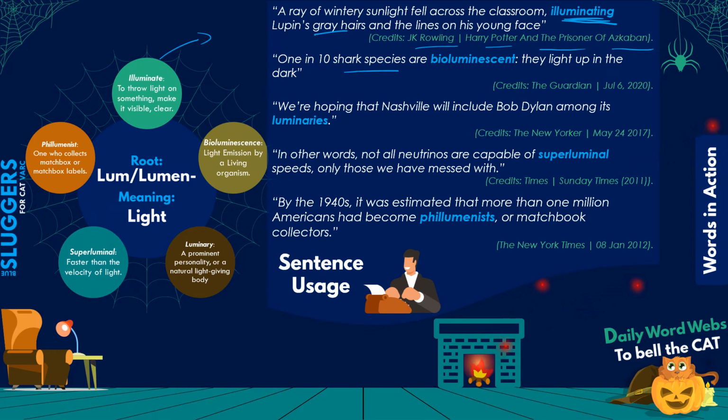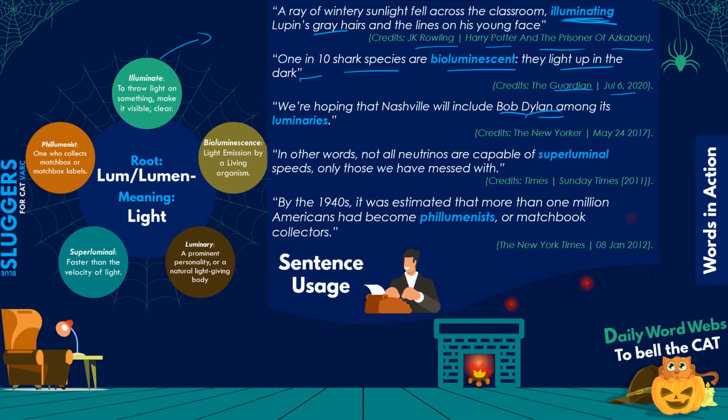"1 in 10 shark species are bioluminescent," that is, they light up in the dark, right? So I hope you can appreciate the meaning of the sentence now that we know what bioluminescence means. Taken from The Guardian, July 6, 2020 issue. Next, "We are hoping that Nashville will include Bob Dylan among its luminaries." A luminary is a person who's influential, a prominent figure. Bob Dylan, by the way, is one of the greatest songwriters and singers that we had. For those of you who have not heard his songs, he was awarded a Nobel in literature for his songwriting skills. You can check out some of his songs.